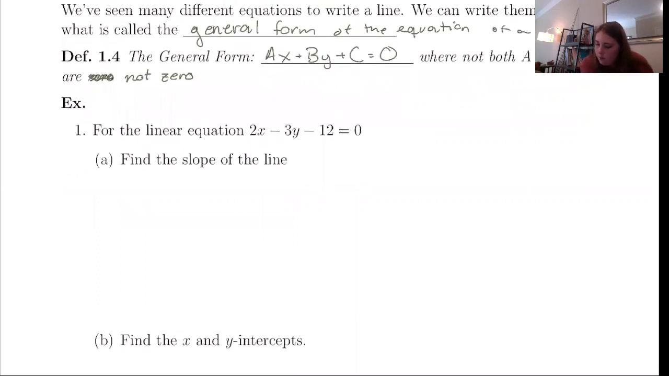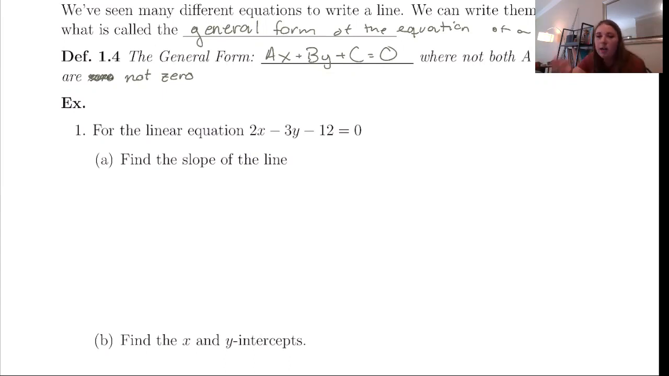So for the linear equation, 2x minus 3y minus 12 equals 0, we're asked to first find the slope. Again, there's multiple ways to do this, but I think there's a more efficient way. Does anyone have any ideas of how we can find the slope of this line? Right, we can get y by itself.